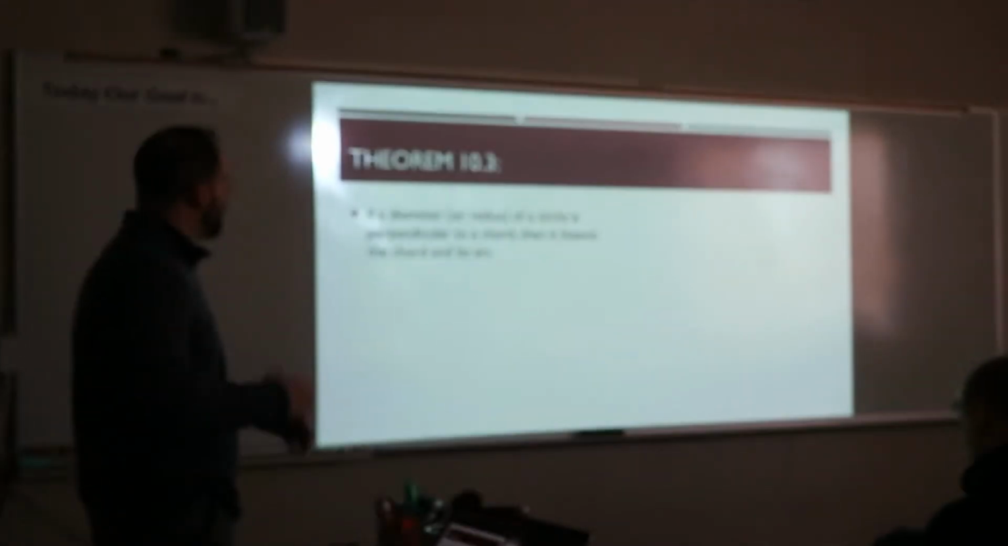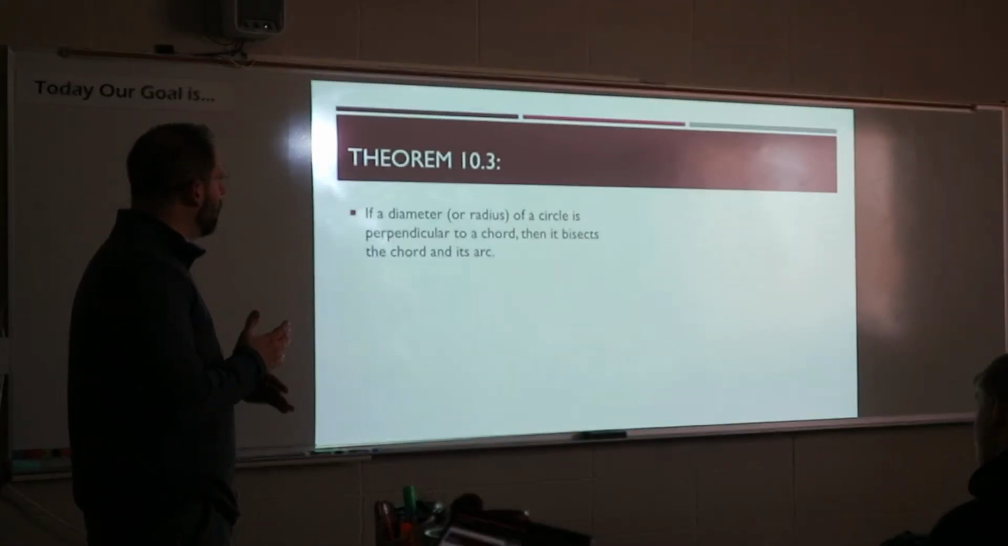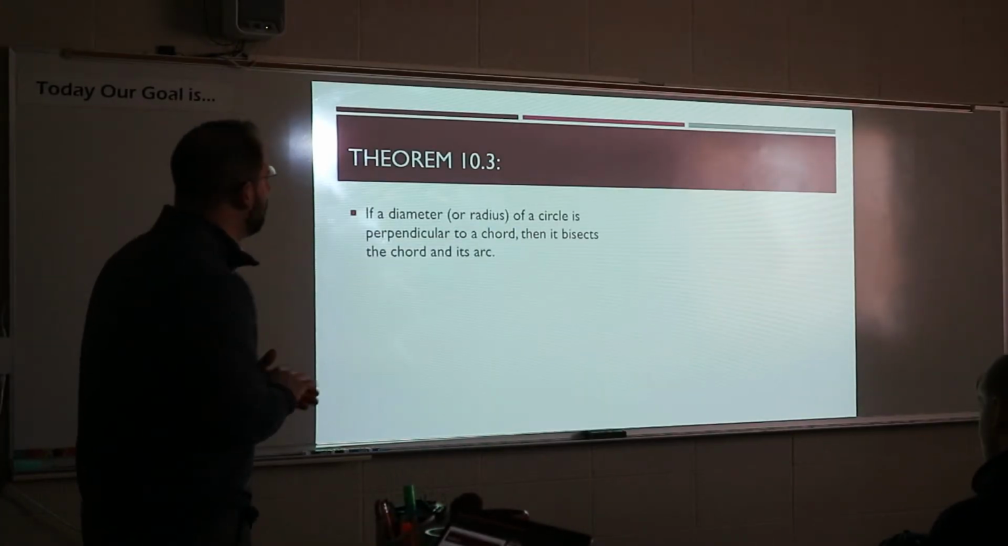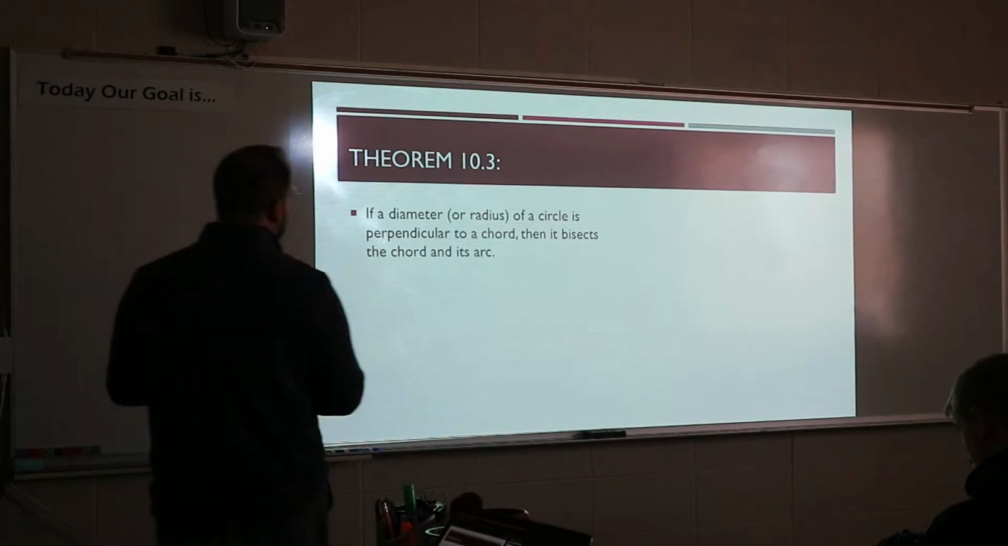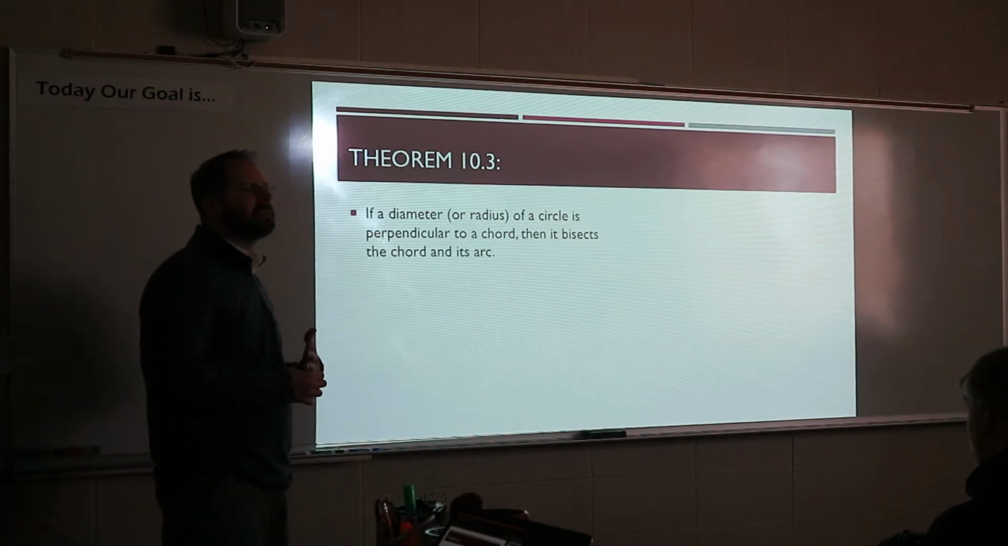So if we can put a radius or a diameter perpendicular to a chord, it will bisect the chord. It'll cut the chord perfectly in half. And then we've got to prove that it will cut the arc in half as well. That's what the word bisecting means.